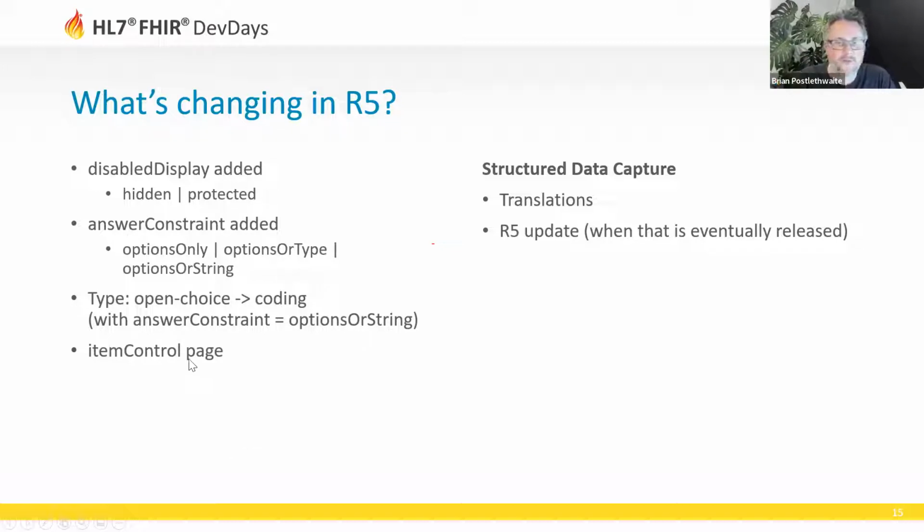Item control, there's a few additions getting added to that. And so what are we doing with structured data capture outside of R5? So translations are being added. So we've got a write-up that's coming on how to do that, and that will be a really good addition. The other item that I'd suggest people go and have a look at was doing modular forms. So there's a capacity in structured data capture for that. And then eventually when R5 gets released, we'll do a version of that.